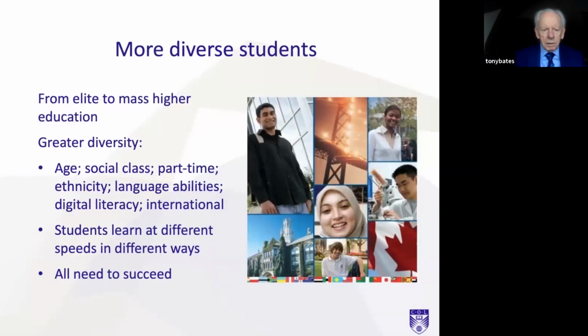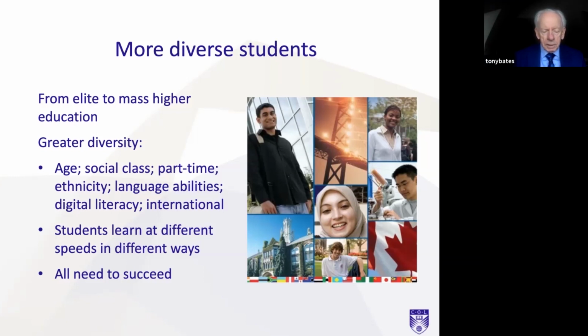What we've seen in higher education over the years is a move from elite to mass higher education. At one time, it was a very small number of students from usually wealthy families that went to university. Nowadays, we're increasingly getting more and more students coming in. And as a result, there's a much greater diversity of students these days.